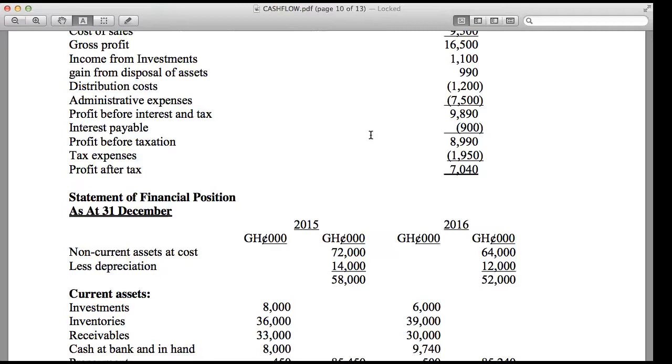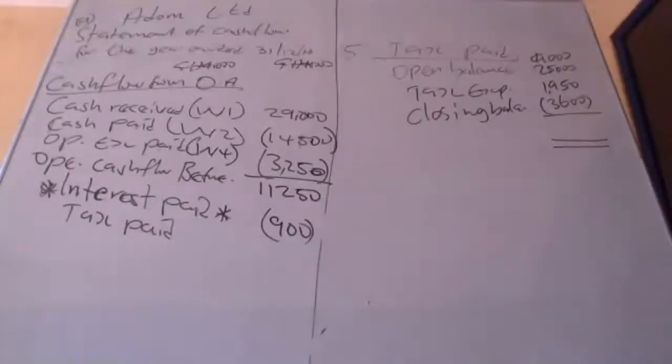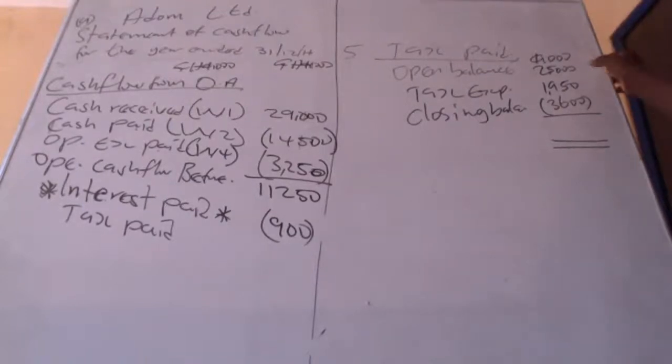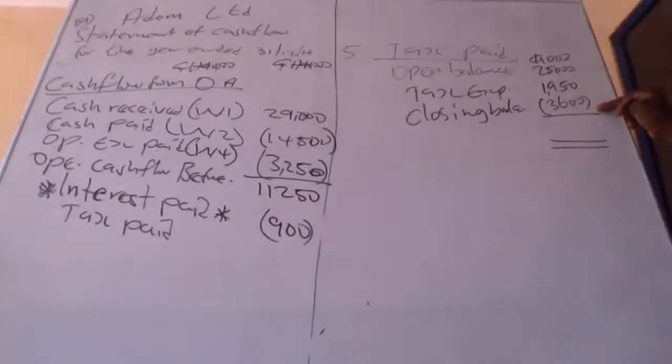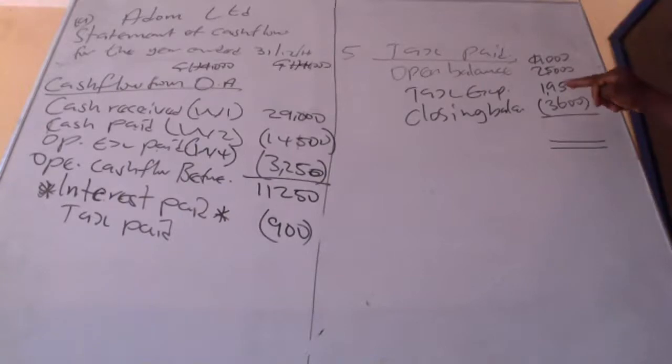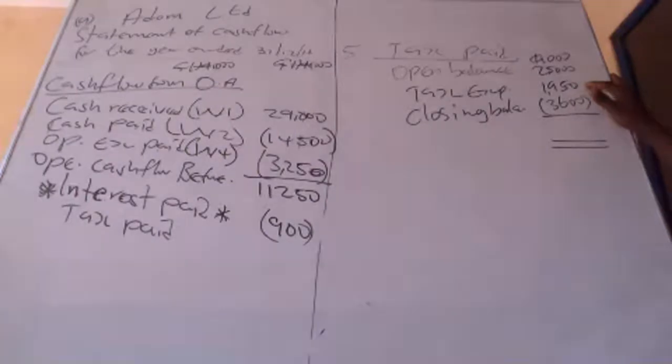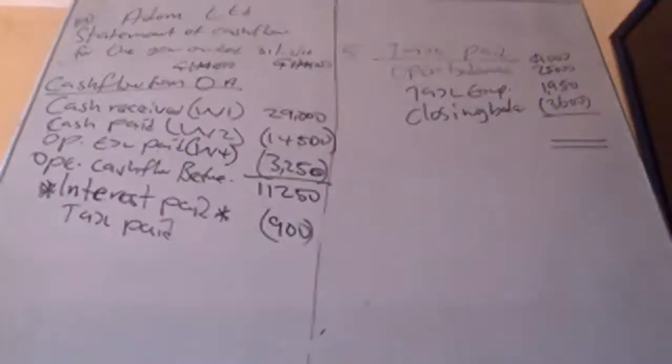Then you list the closing inventory. You are done. So have you seen the three-step approach? Open that item, closing. Then you are done. So that is it. Good. So it means that open is 2,500, closing is 3,600. Then finally, we have the tax expense of 1950.